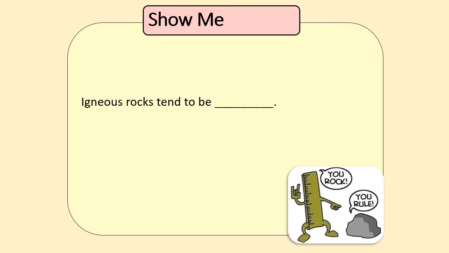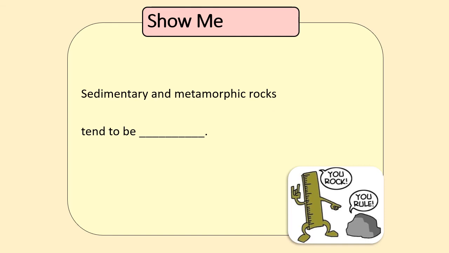Now, igneous rocks, they tend to be what? They tend to be hard. Sedimentary and metamorphic rocks tend to be soft. Metamorphic rocks can be hard as well, though.